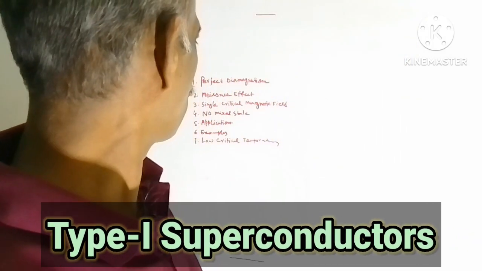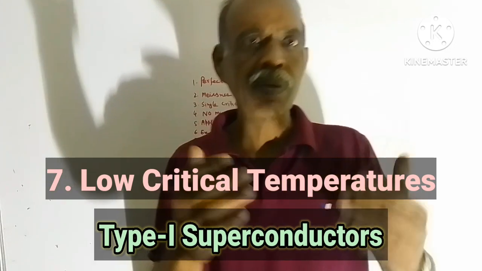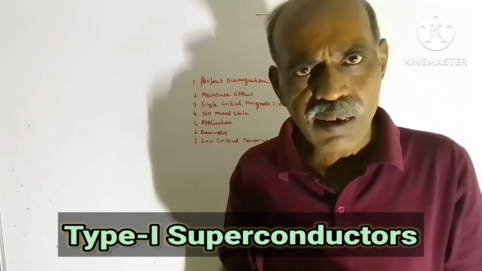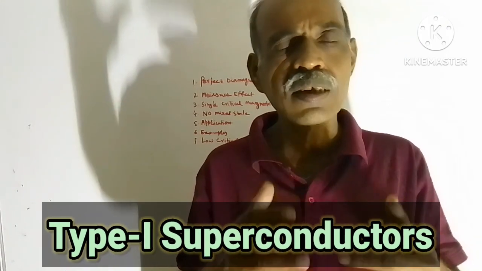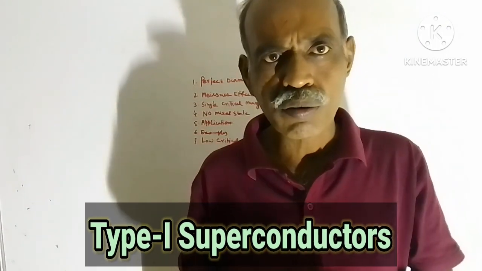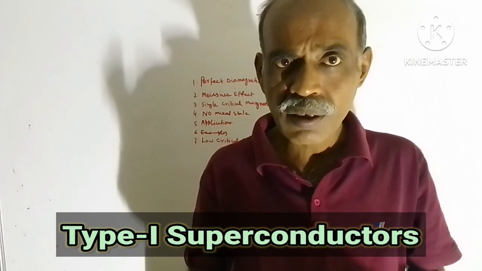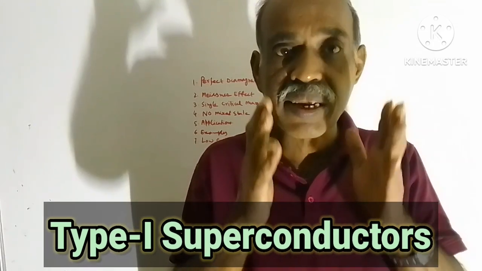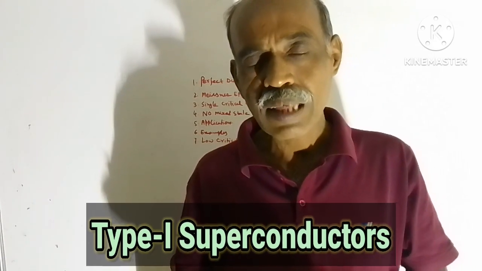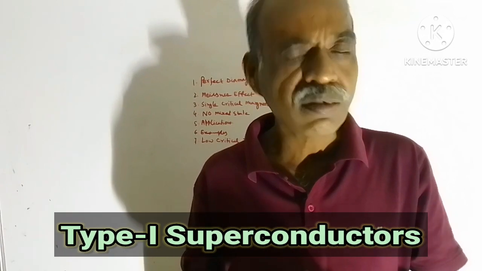And last is low critical temperatures. Of course, these values, 7.2 Kelvin and 3.7 Kelvin, are so low. These values are nearly absolute zero, and achieving and maintaining this low temperature is very difficult and very expensive. That's why applications of type 1 superconductors are limited.